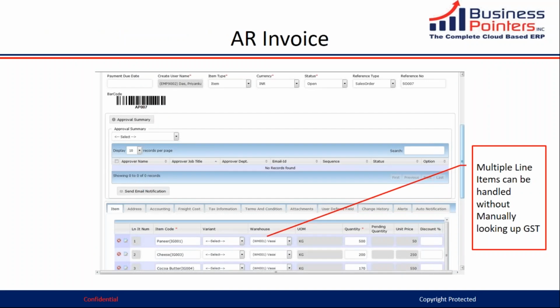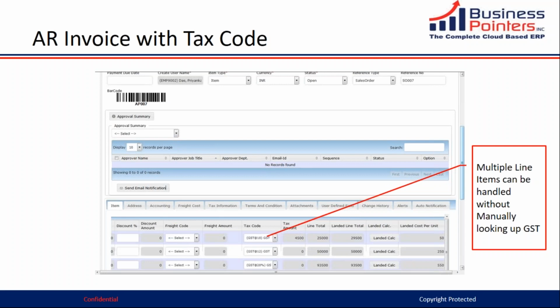The same thing gets carried over by the warehouses, and you can have the tax code by each line item in the AR invoice. And this is that same example where the sales order is being converted into a sales invoice.